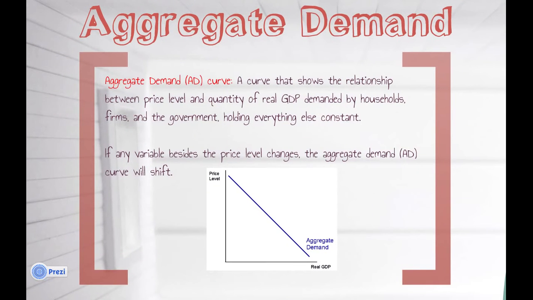The aggregate demand curve is a curve that shows the relationship between price level and quantity of real GDP, or gross domestic product, demanded by households, firms, and the government, holding everything else constant. If any variable besides the price level changes, the aggregate demand curve will shift.